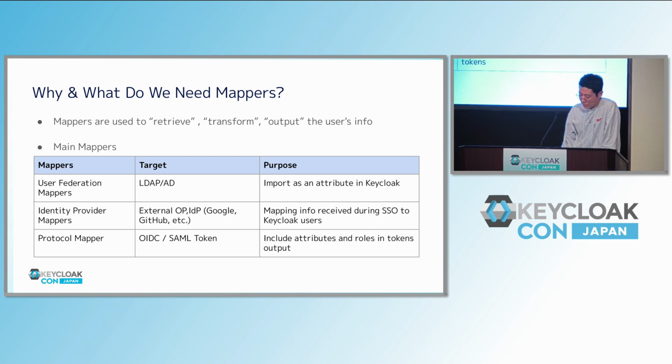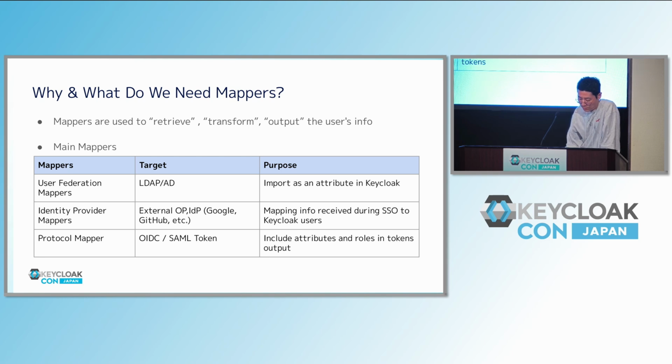Let's talk about what a mapper is. A mapper in Keycloak is used to retrieve user information from LDAP or OIDC providers, transform attributes as needed, and pass that information to users or clients via tokens.